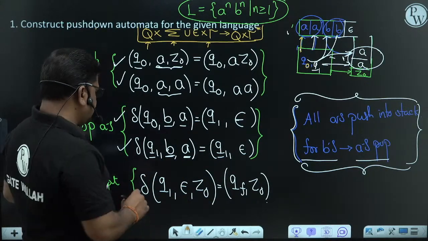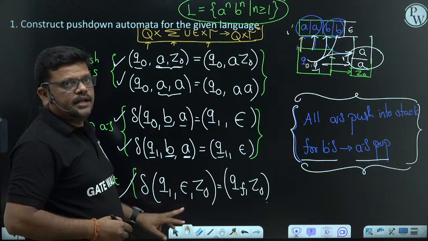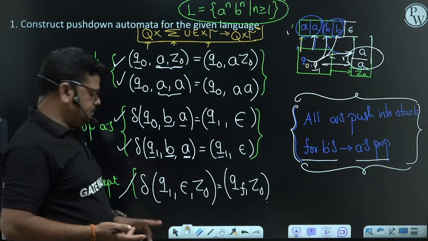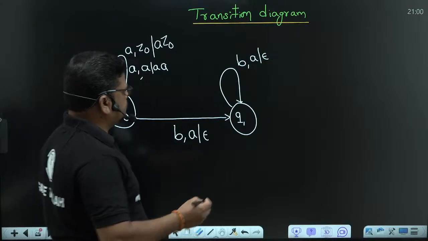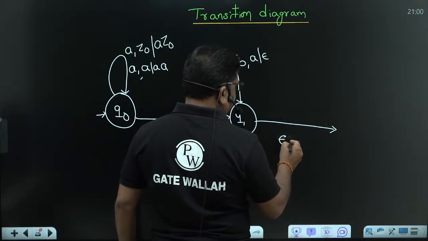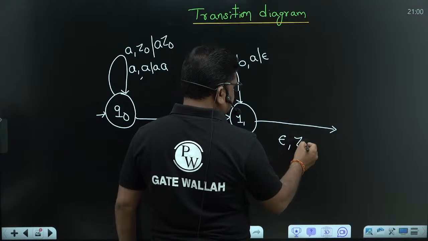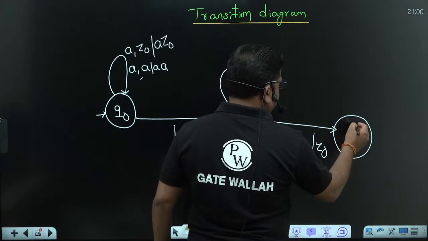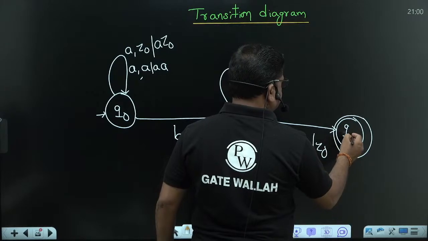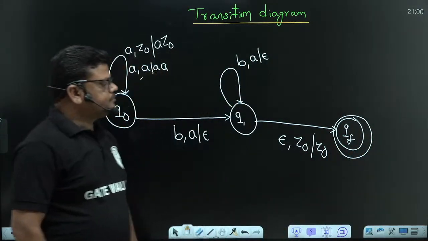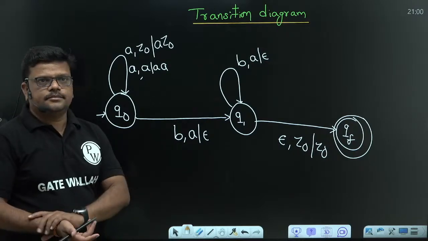What is the last one? From Q1, epsilon comes, top of the stack is Z0, accept. Go to the final state. This is the transition diagram.